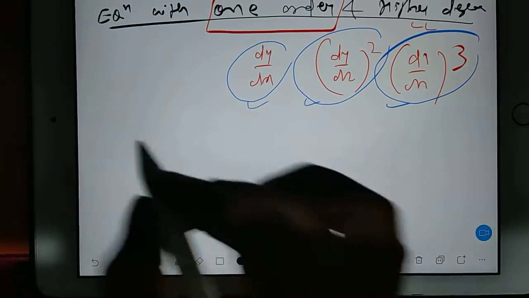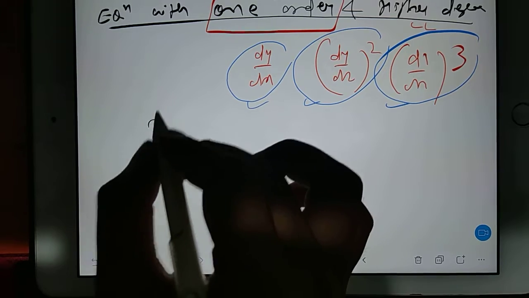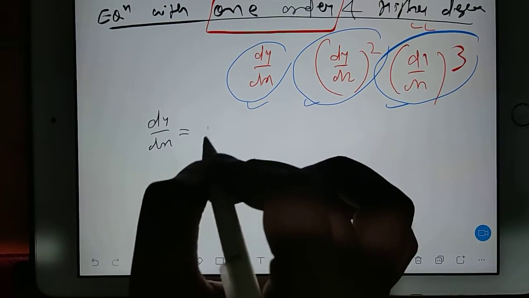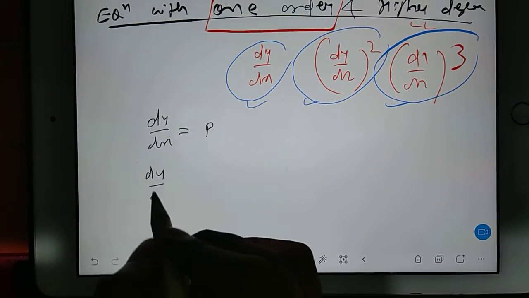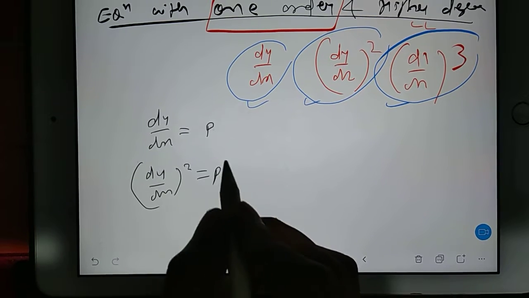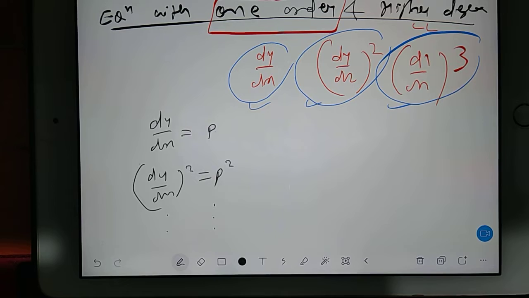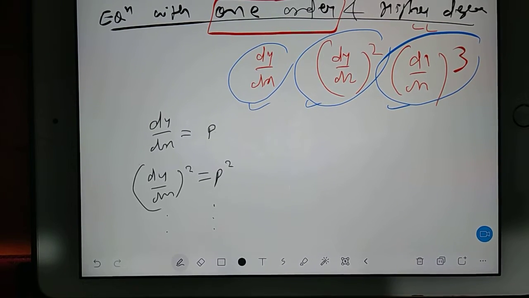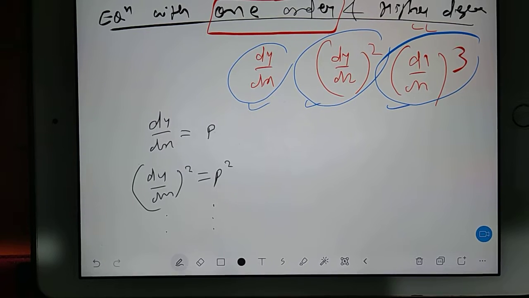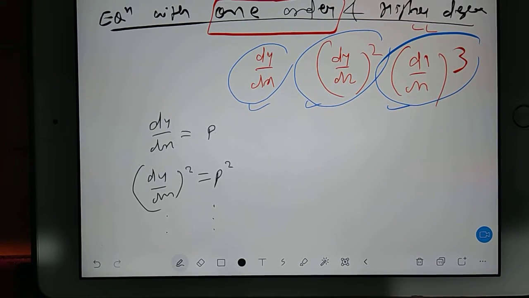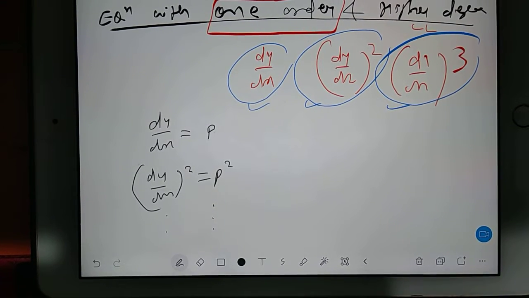In that case, just for the simplification, we consider dy by dx is equal to p. So if anywhere dy by dx whole square is coming, you will write it as p square. So like this we have to consider. These kind of questions, how to tackle, they are actually very simple. They don't need any extra theorem or advantage. It is simply based on your own IQ. We can do this very easily.